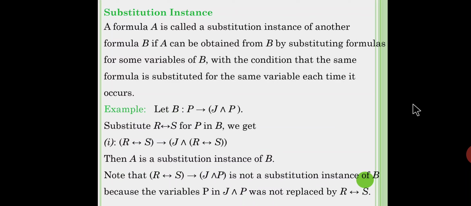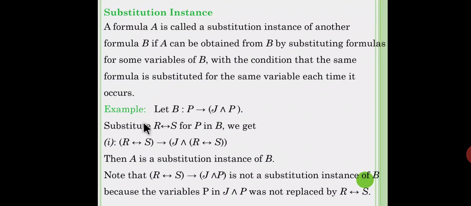Next one, substitution instance. A formula A is called a substitution instance of another formula B if A can be obtained from B by substituting formulas for some variables of B, with the condition that the same formula is substituted for the same variable each time it occurs. So A can be obtained from B by substituting formulas for some variables of B with that condition.